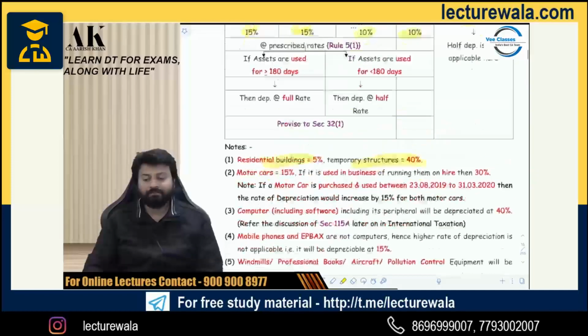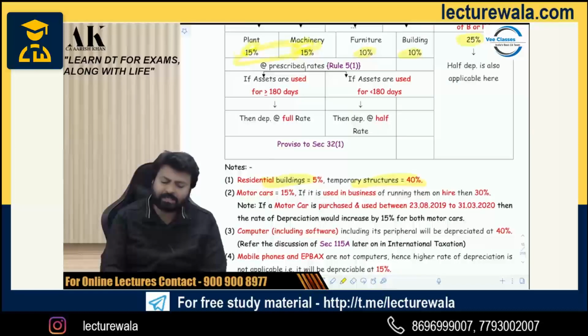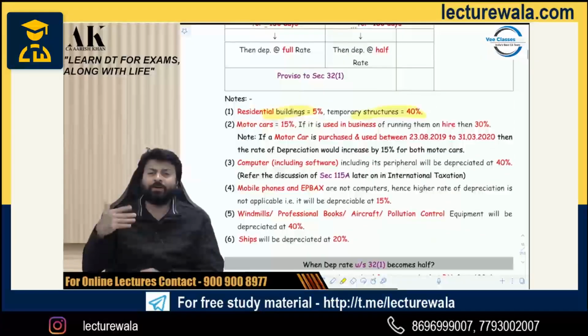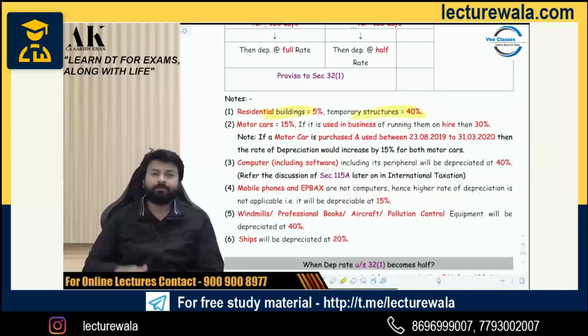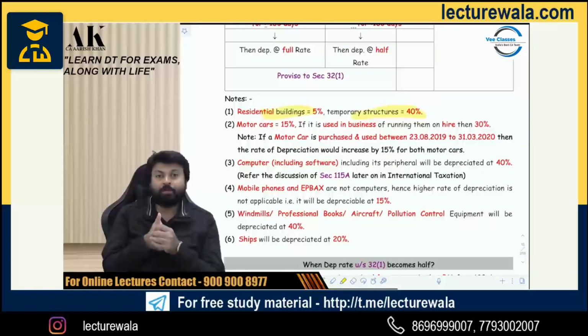Coming to now plant and machinery. In plant and machinery, there are multiple rates. I'll tell you one by one all of them. First, I'll tackle motor car. Motor car by default, if nothing is mentioned, 15%.